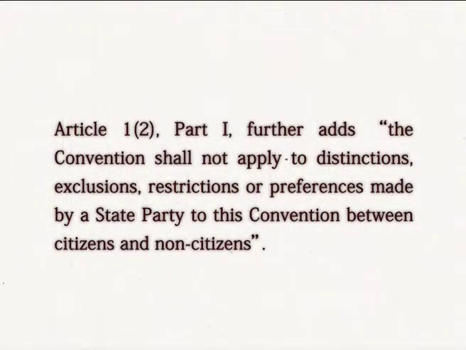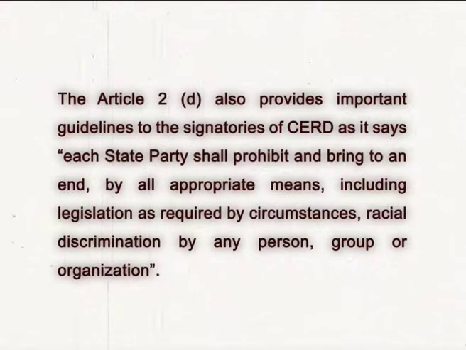Article 1, Clause 2, Part 1 further adds, I quote, "The Convention shall not apply to distinctions, exclusions, restrictions, or preferences made by a state party to this convention between citizens and non-citizens," unquote. Article 2, Clause D also provides important guidelines to the signatories of CERD as it says, I quote, "Each state party shall prohibit and bring to an end by all appropriate means, including legislation as required by circumstances, racial discrimination by any persons, group, or organization," unquote.